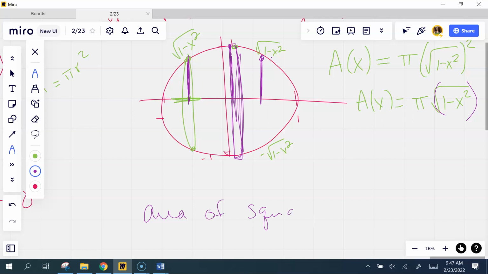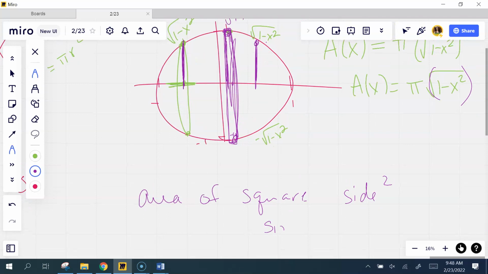Area of a square is, we said it's side squared, right? We agree with that. The side in this case is all the way across, from here to here. Well, if half of that distance was the square root of 1 minus x squared, there's 2 of those there, right? So the side of my square is 2 times the square root of 1 minus x squared. The area is that squared.